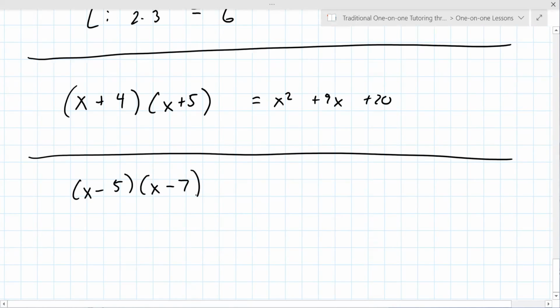Right. All right, so let's try another one here. This one's slightly different. I'll let you see if you can work through that. All right, x squared minus 12x plus 35.